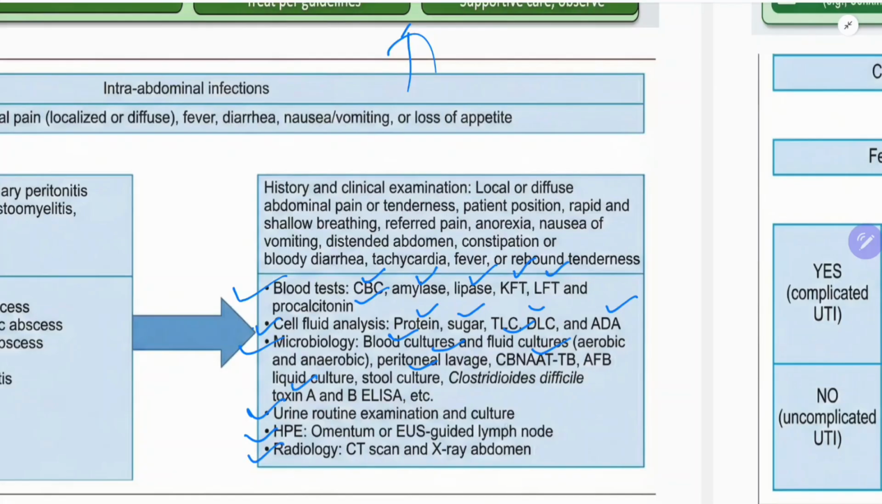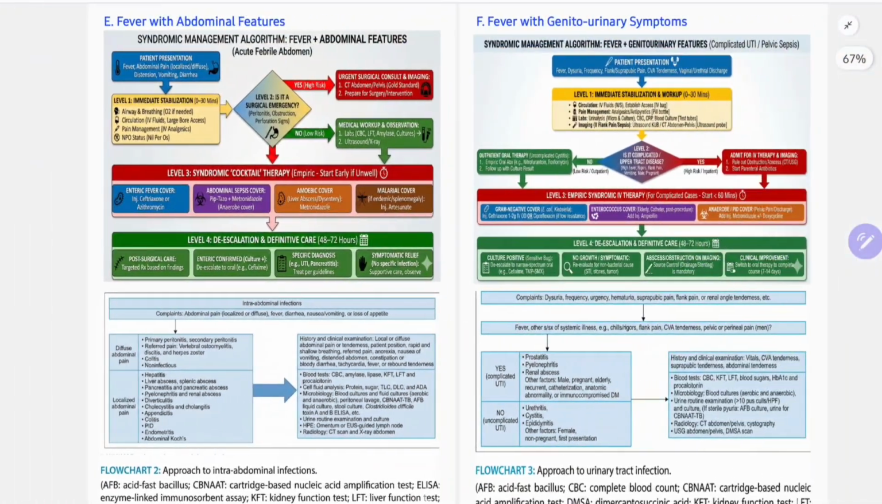Radiology includes CT scan abdomen or X-ray abdomen. These two are very important investigations in fever with abdominal signs. X-ray, ultrasonography, X-ray abdomen, or CT scan abdomen and X-ray. These are the must-do radiological investigations in patients with fever and abdominal signs.